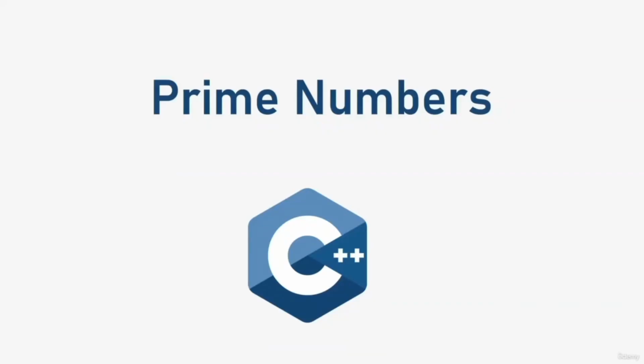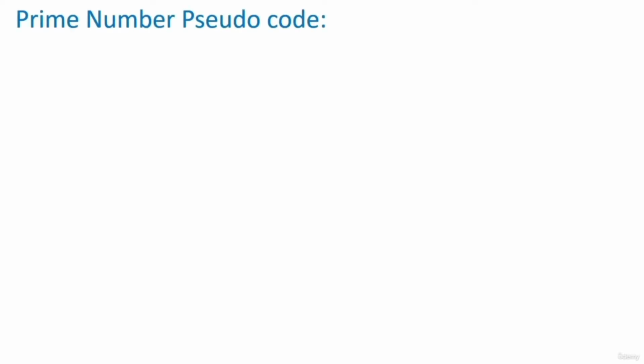Hey guys, in this video tutorial, we are going to discuss prime numbers. It is a number which is divisible by 1 and the number itself. And we all know that 1 is neither a prime nor a composite number. So on that note, let's move on to the pseudocode to find whether a number is prime or not.